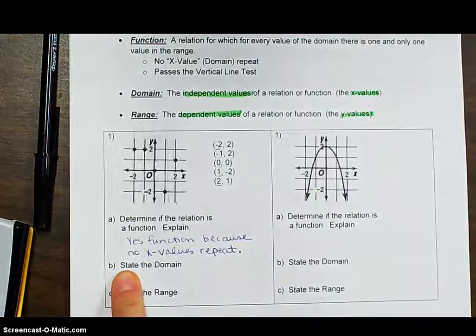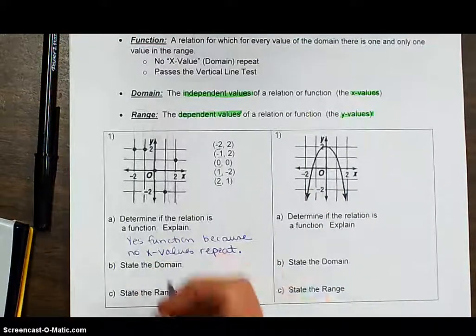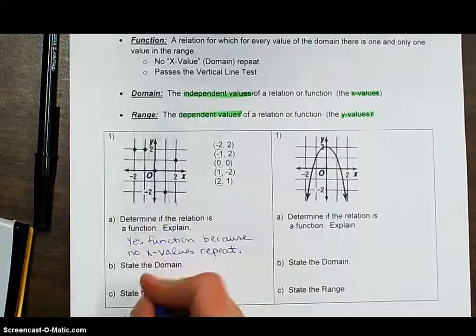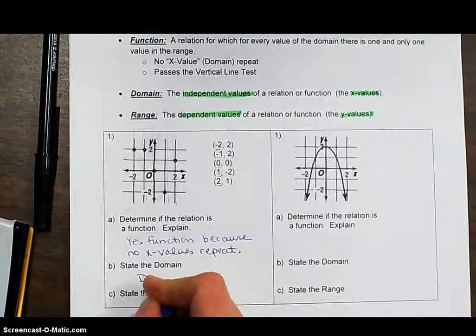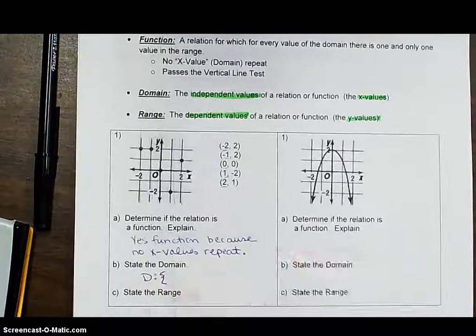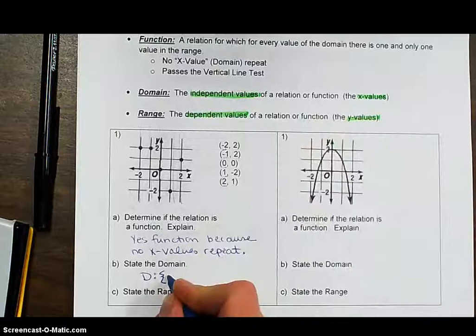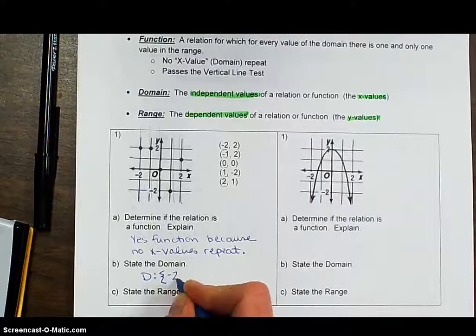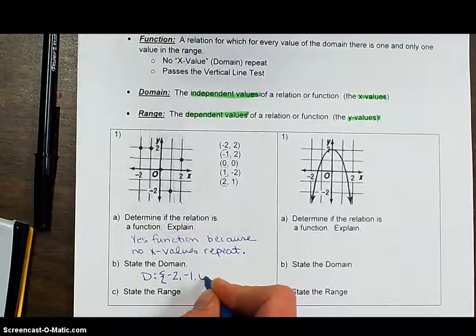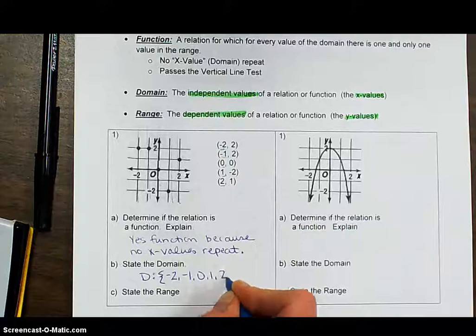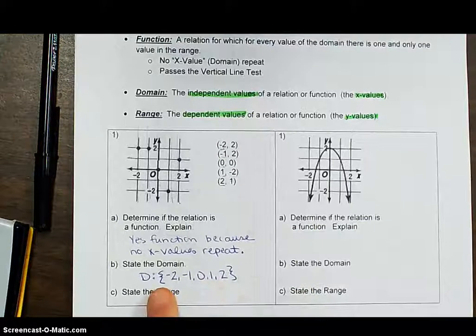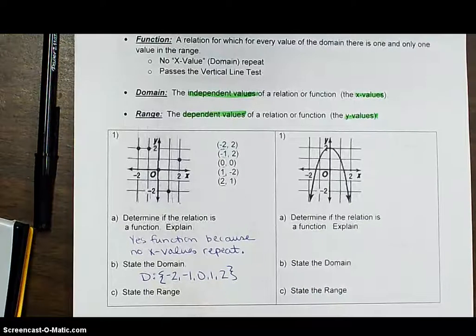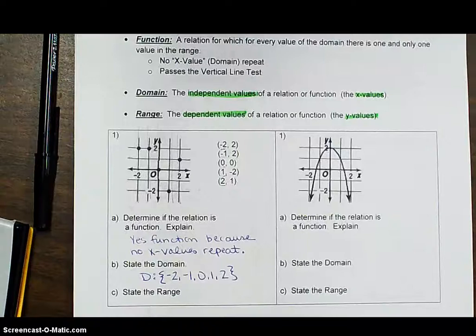Next it says state the domain. My domain here, because these are just points, is not continuous. So I could actually list out all of the points. My x values would be -2, -1, 0, 1, and 2. Because this is a set of numbers, we put it in set notation, which are your little squiggly brackets.